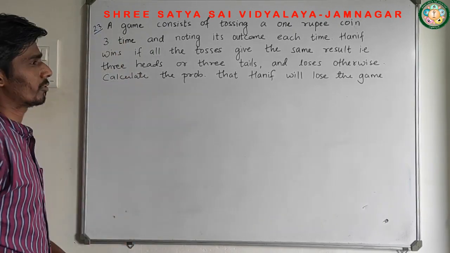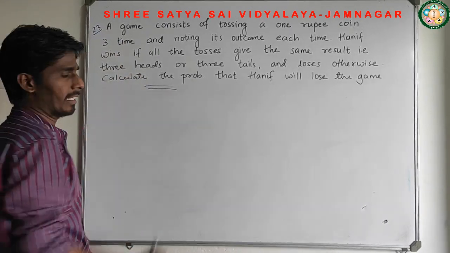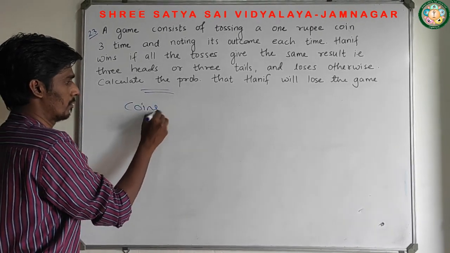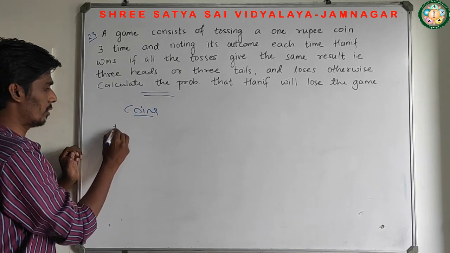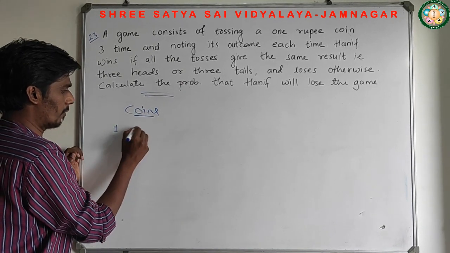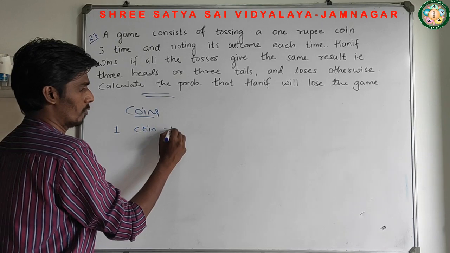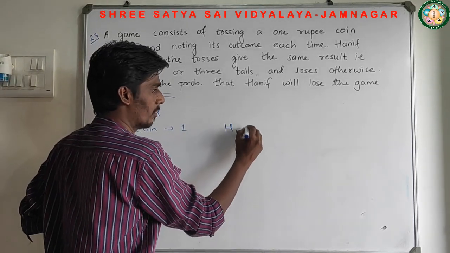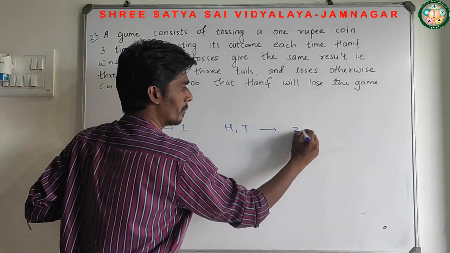That is the 23rd question. Before starting this question, let me explain the condition for coins. Suppose there is only one coin, number of coins is 1. Then what are the possible outcomes? It's either head or tail. So total outcome is what? 2.